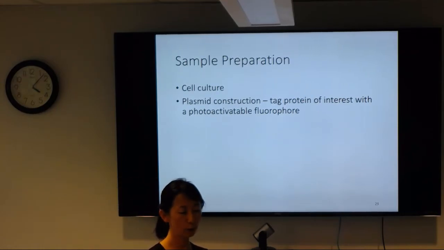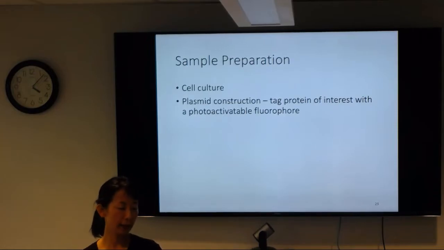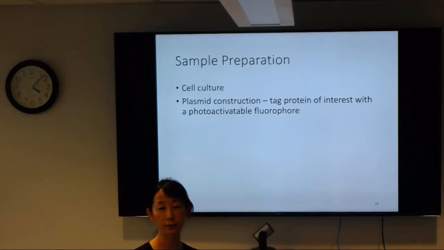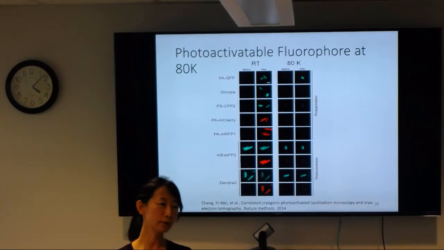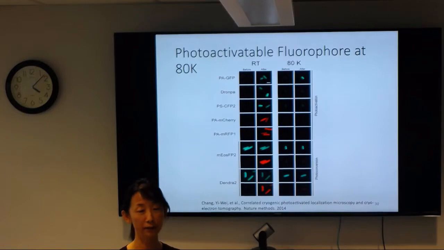And then they also put in a protein of interest. It has to be a photoactivable fluorophore for the super resolution application, right? And I think this is very interesting. First of all, you want to find a fluorophore that actually works at very low temperature. Many fluorescent proteins perform very differently at liquid nitrogen temperature than at room temperature. So the photo-bleaching will be delayed. And this is a comparison of the performance of the fluorescent proteins at room temperature versus cryo temperature.